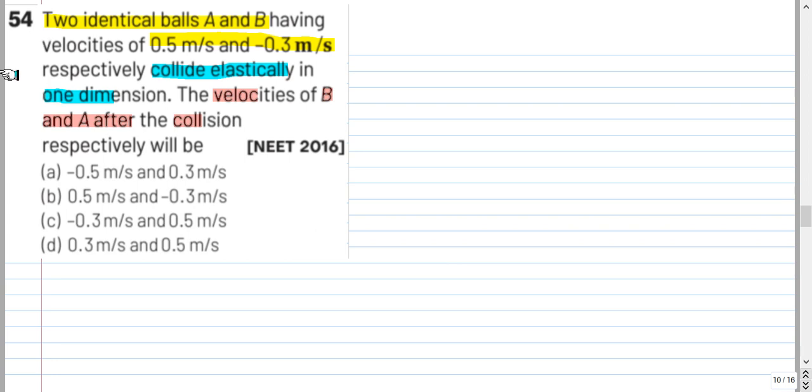This is the next question. Two identical balls A and B having velocities 0.5 meter per second and minus 0.3 meter per second respectively collide elastically in one dimension. The velocities of B and A after collision respectively will be. You can pause and attempt this question.